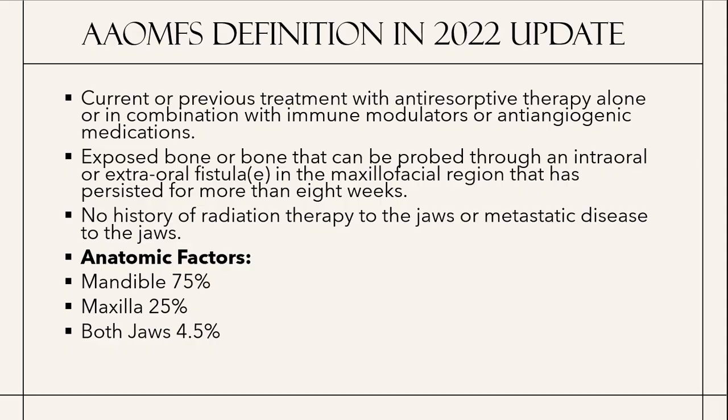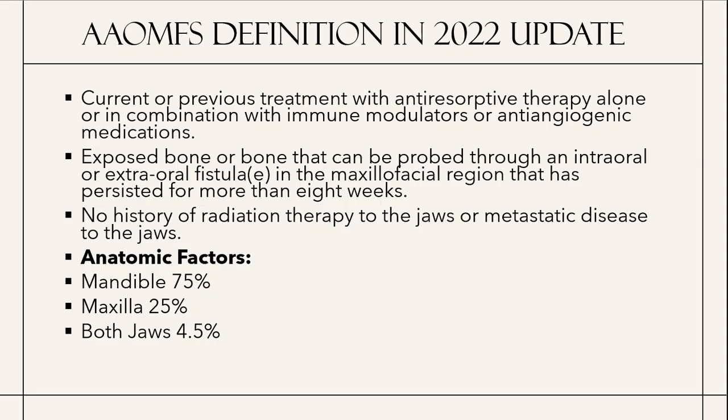Now, the mandible is the more commonly affected bone with MRONJ because it has a poorer blood supply and it's more compact bone compared to the maxilla. The blood supply to the maxilla is much better than that for the mandible. So, in the mandible, it's about 75% of the cases. In the maxilla, there's 25%, and both jaws 4.5%.